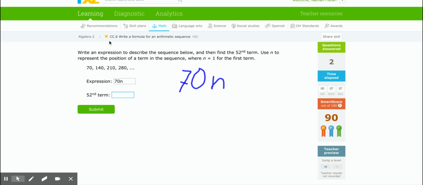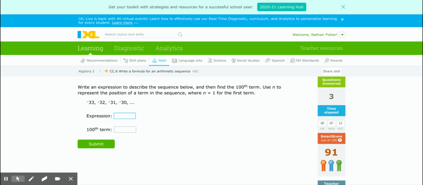But then it also asks me what's specifically the 52nd term. That's what the formula you made gives you. It allows you to plug in any term number for n. Whatever you get spit back out as an output is the value that sits in that place. So if my expression is 70 times n, you do 70 times 52 and get 3,640. That would be the term that, if you kept going, would sit in your 52nd spot.